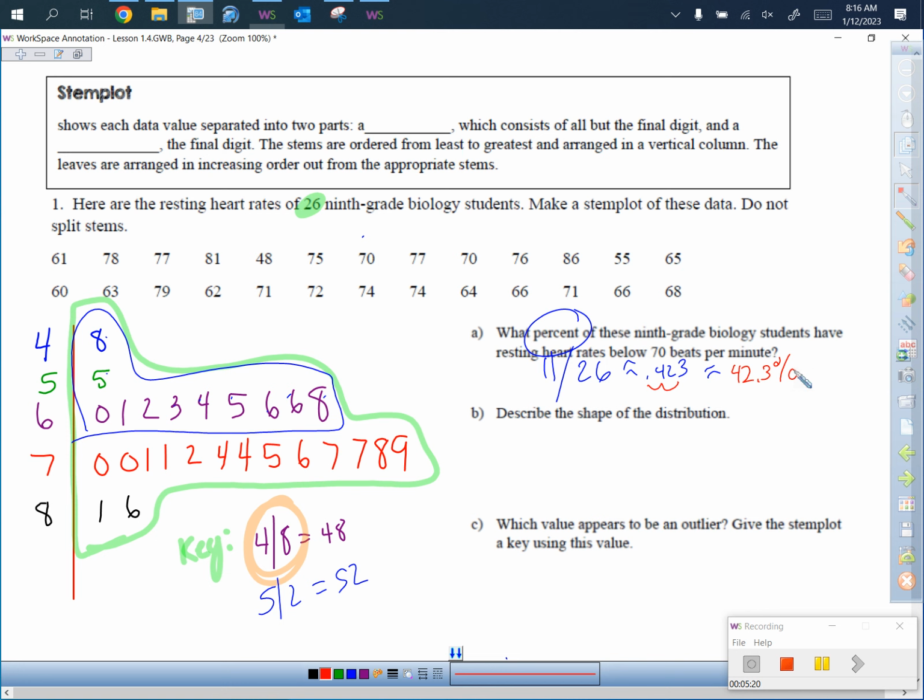Cool. I'll let you discuss with your neighbor how to describe the shape of this distribution. If you want to turn your paper to the side so you can see it a little bit better. Is it fairly symmetric? Is it skewed right, skewed left, that kind of stuff? So discuss. It could have either been roughly symmetric.